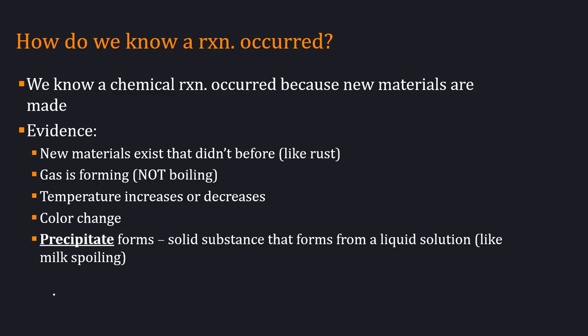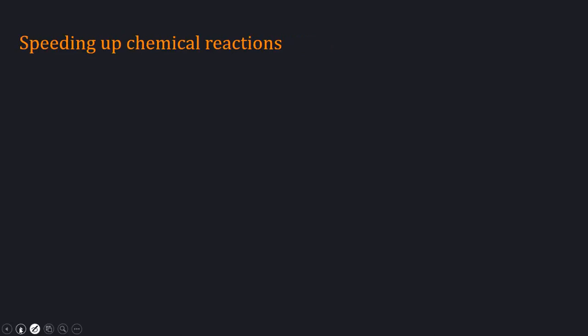If you get the formation of a precipitate, and we saw this in lab, when you mix two solutions together, you got that white cloudy substance, that was a solid. So a precipitate is a solid substance that forms when liquids come together. And in fact, when milk gets all chunky, when it gets all spoiled and rotten, that is actually a chemical change. It's forming a precipitate.